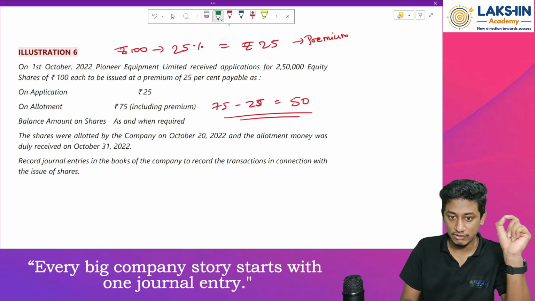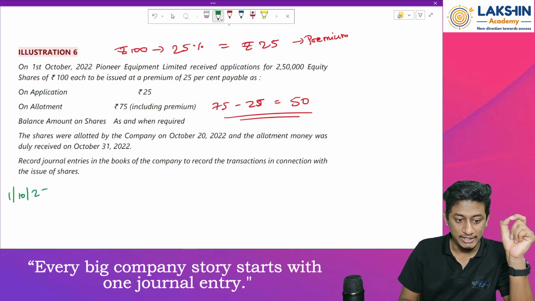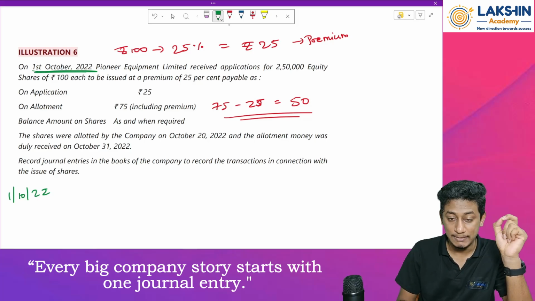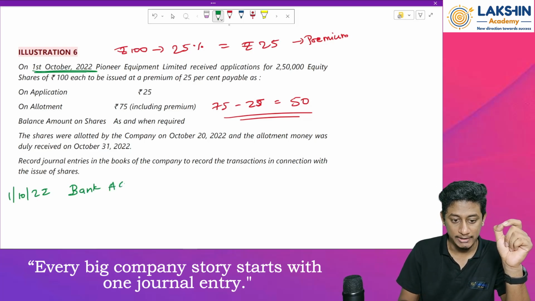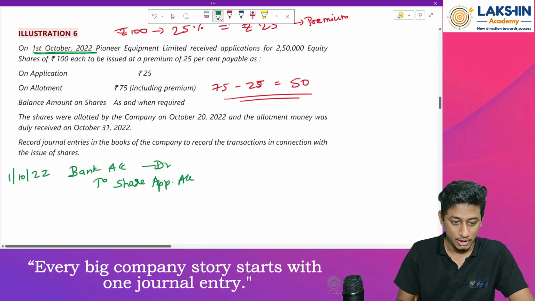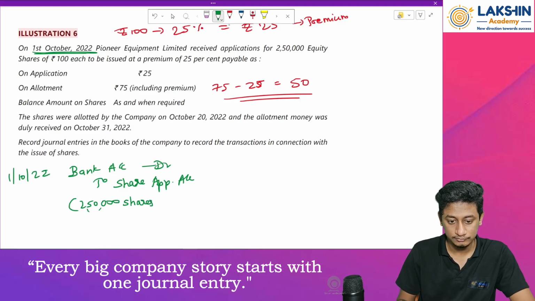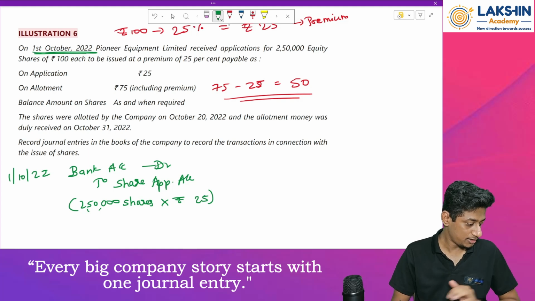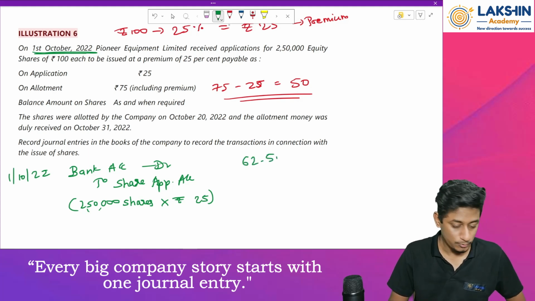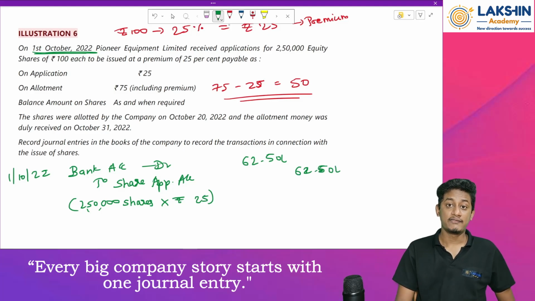Is the date given to us? Yes. On 1st October 2022, the application money was received on 2.5 lakhs equity shares. The entry will be bank account debited to share application account. Share application account, how much? 2,50,000 shares into rupees 25. That will be 2,50,000 into 25 equals 62.50 lakhs. 62 lakhs 50,000 is the value.